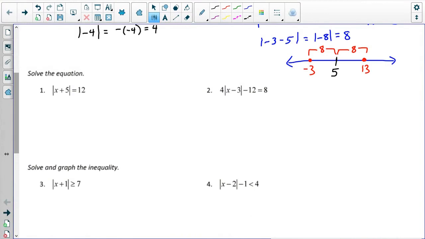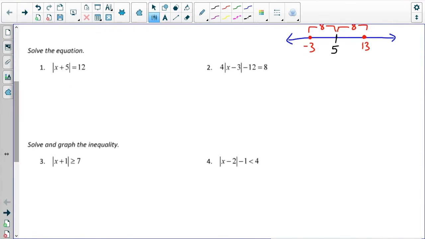Solve the equation. We're going to spend a lot of time doing algebraic solving, and then I will plot the points and show you that geometrically it makes sense. Solve the equation. Number 1, absolute value of x plus 5 equals 12. Procedurally, what we end up doing to solve these equations is we say that x plus 5 could equal 12, or we say that x plus 5 could equal negative 12.